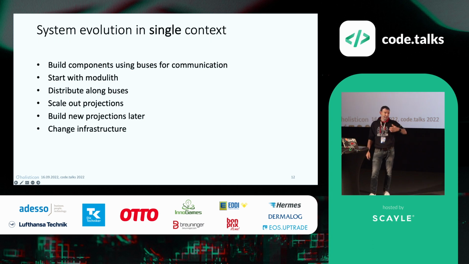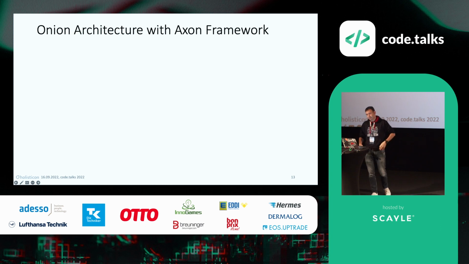And then if you have some demand on performance, for example, you can scale out projections. You can build new projections later because you're using event sourcing and all this stuff. Or you can change the infrastructure, how you distribute stuff. So this is kind of what they had in mind. But again, for a single context, okay? So for one system.